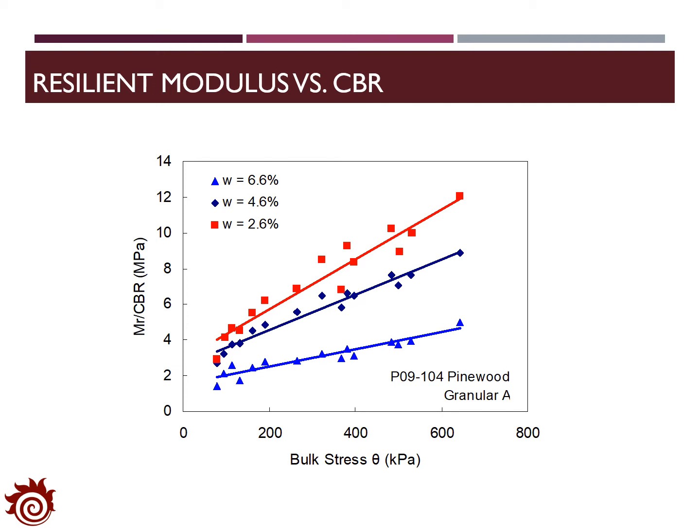In general, with a fixed water content, we can see that there's a linear relationship between the MR to CBR ratio and the bulk stress, which means we are able to find a linear model to describe this relationship. Also, we can observe that with higher water contents, the MR to CBR ratio will be smaller, and that means that the stiffness or strength of the material will be smaller.